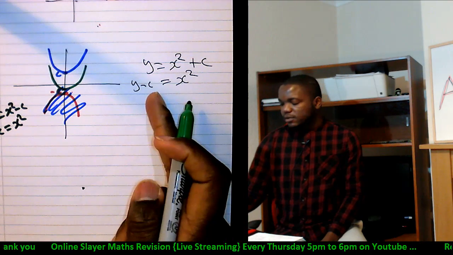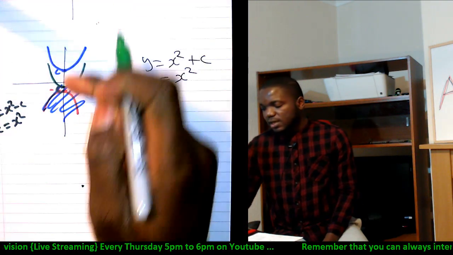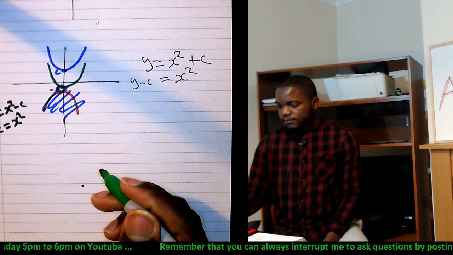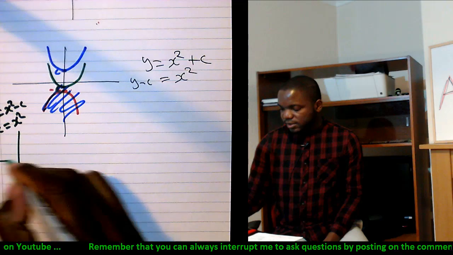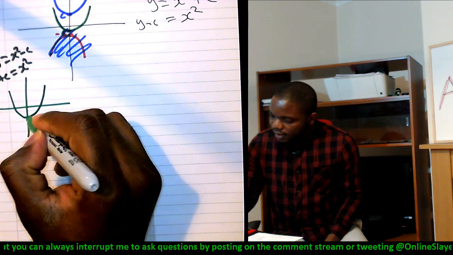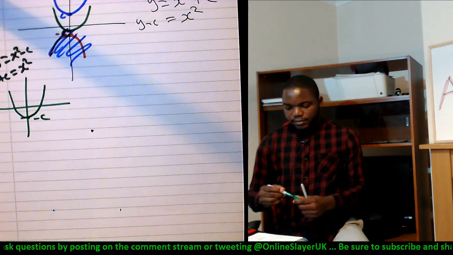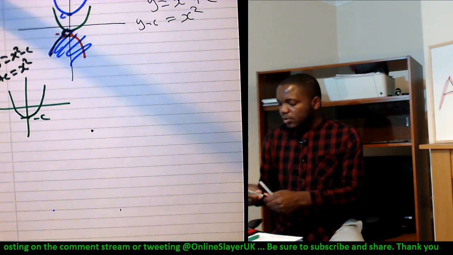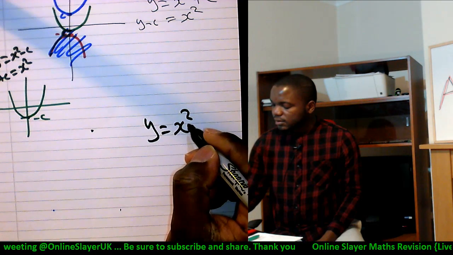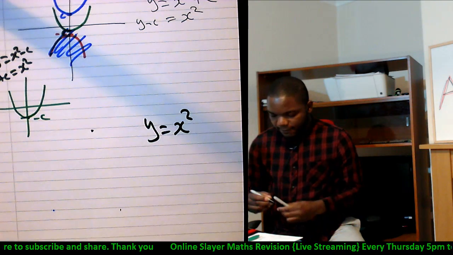So when you've got c to be positive, it is shifted upwards, and when you have c to be negative, it is shifted downwards. So this one, which I was trying to draw there, is going to be like this at the point minus c, but still the same shape.